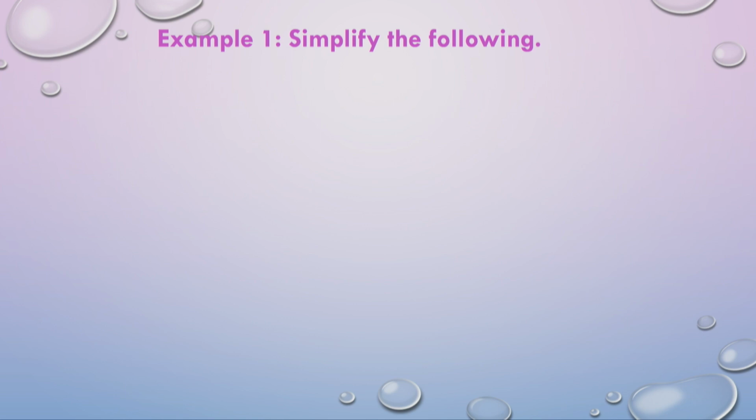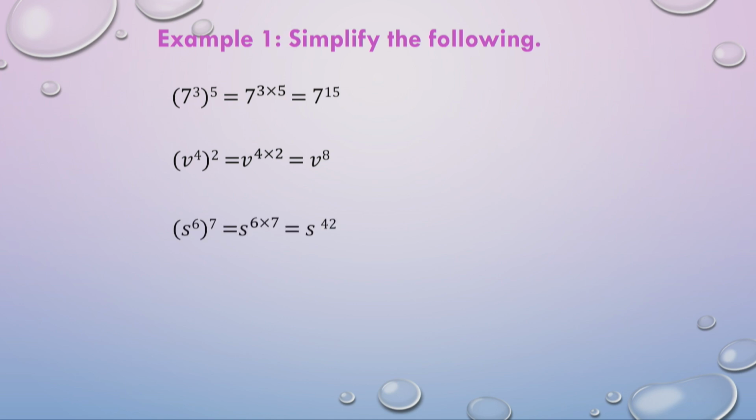Let us take a first example. Simplify the following. 7 to the power of 3 raised to the power of 5 gives 7 to the power of 3 times 5, that is 7 to the power of 15. v to the power of 4 squared gives v to the power of 8, that is 4 times 2. s to the power of 6 raised to the power of 7 gives s to the power of 6 times 7, that is s to the power of 42.